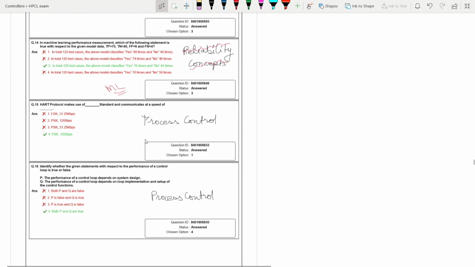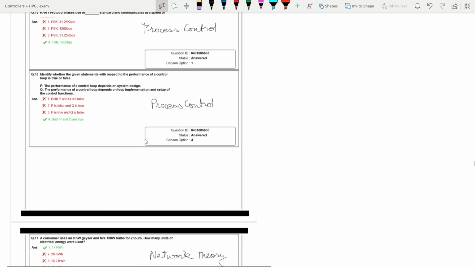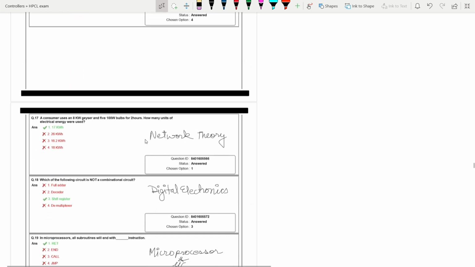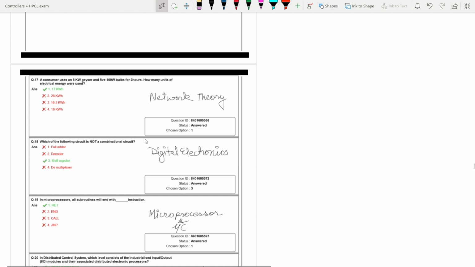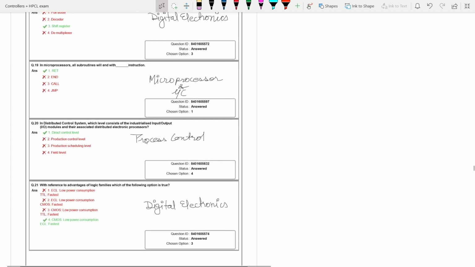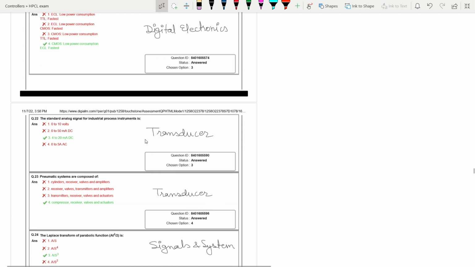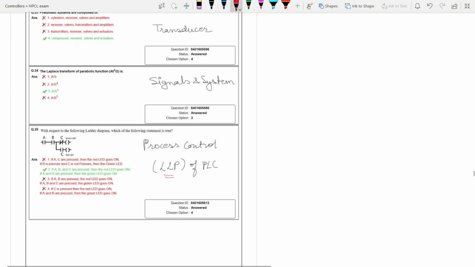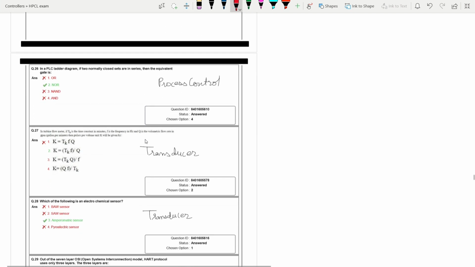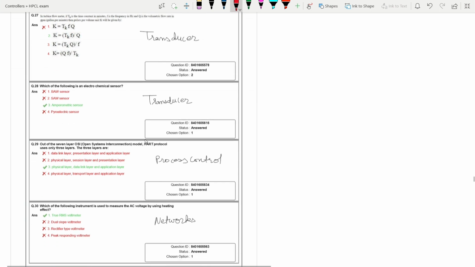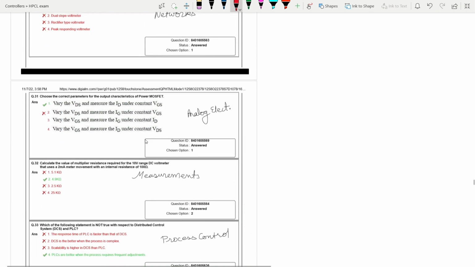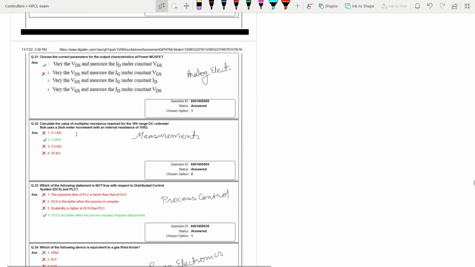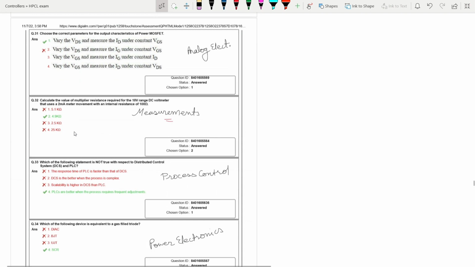Then you have process control questions like HART protocol and all those things. Then you have network theory questions, digital electronics, microprocessor, process control. Again, you have transducer, signals and systems. You have ladder logic programming, this is the ladder logic programming for the PLC. Again, you have process control. Then you have transducer, process control, networks, analog electronics. Then you have the range of DC voltmeter and ammeter, range improvement. This is a measurement concept, and process control.